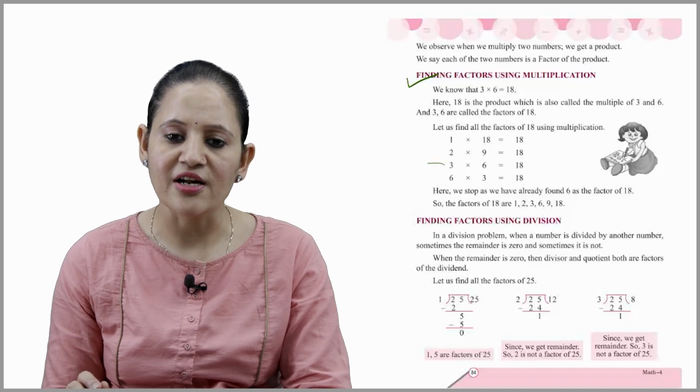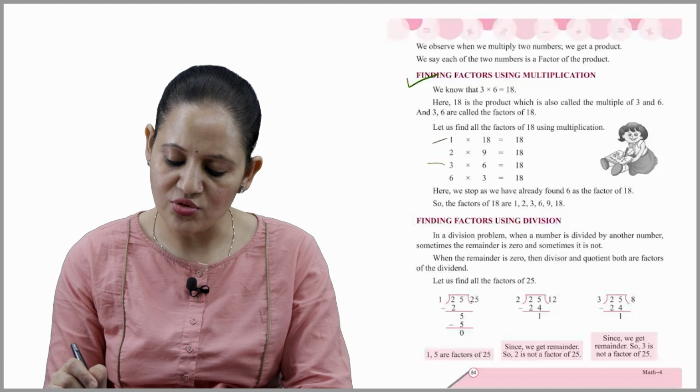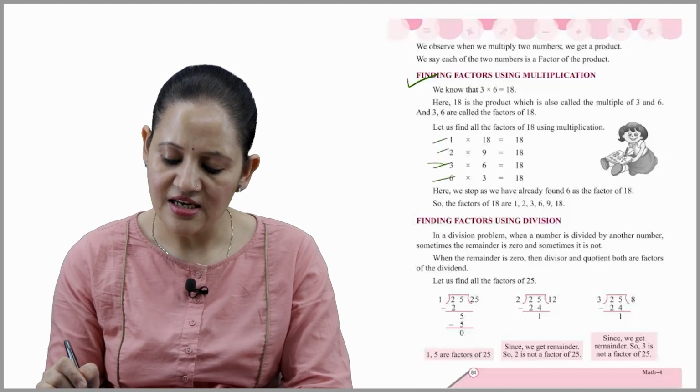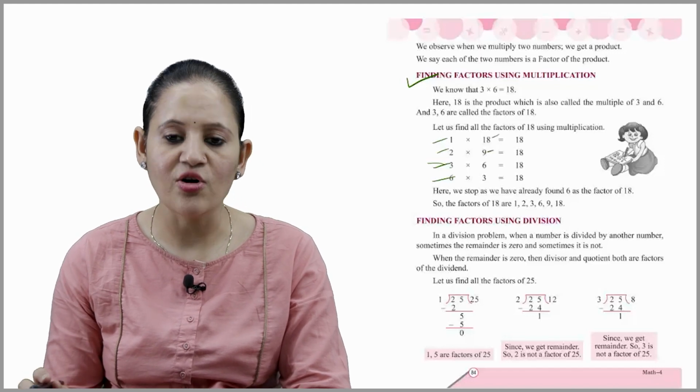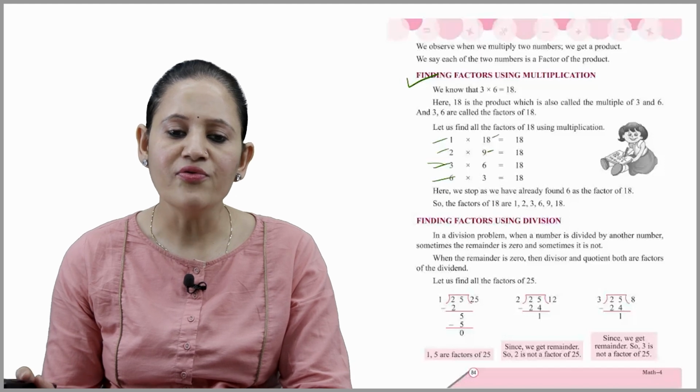So the factors of 18 are 1, 2, 3, 6, 9 and 18, because ये repeat हो रहे हैं, 9 and 18. All these are the factors of 18.